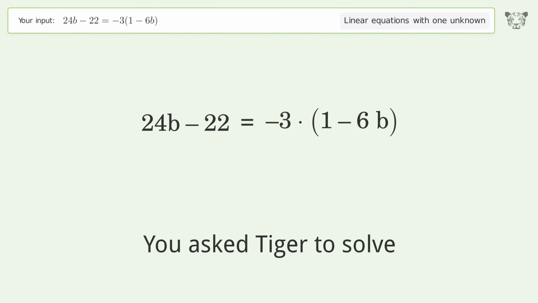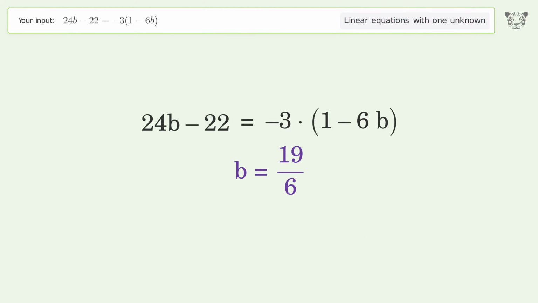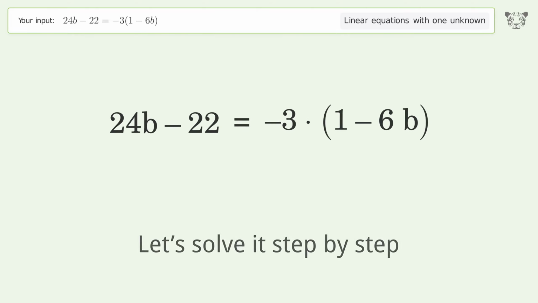You asked Tiger to solve this. This deals with linear equations with one unknown. The final result is b equals 19/6. Let's solve it step by step.